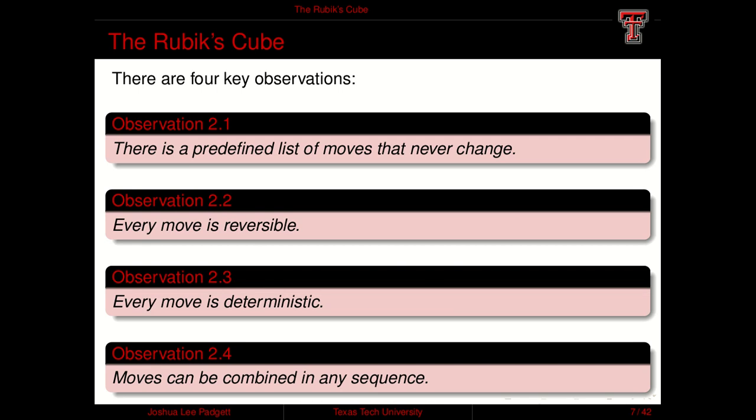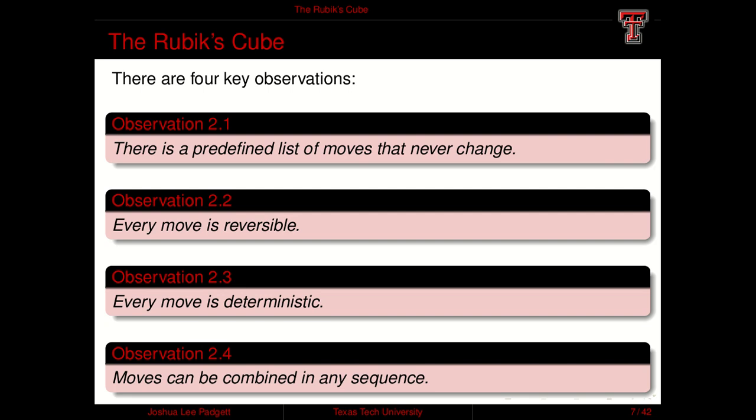There are 4 key observations about this cube that we would like to make. There is a predefined list of moves that never change, for instance, rotations of the respective faces. Every move is reversible by simply rotating in the opposite direction. Every move is deterministic, because if you decide to rotate face 1 by 90 degrees, where face 1 means the red face, for instance, then it will happen. Let's say barring something crazy like you being struck by a meteor, but we should not include such philosophical things in our mathematical discussions. And finally, moves can be combined in any sequence.